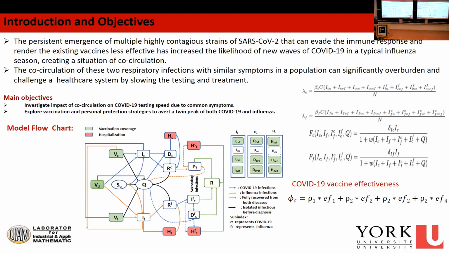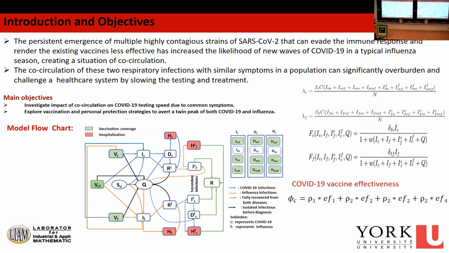I'm going to talk about the co-circulation of influenza and COVID-19 in the presence of vaccination. The main objective of this project is to see the impact of influenza on COVID co-circulation because of the very similar symptoms of both of these diseases, and it can impact COVID-19 testing speed. And the second one is to explore the optimal and minimal vaccination coverage required for both influenza and COVID-19 to avert the twin peak of both of these diseases in the same season.